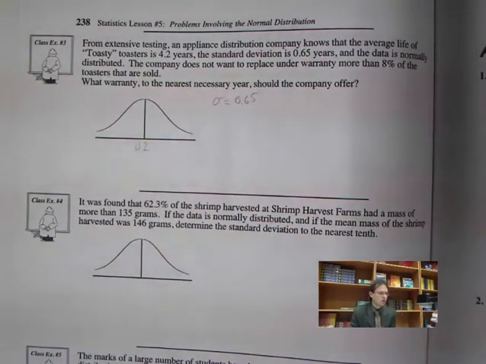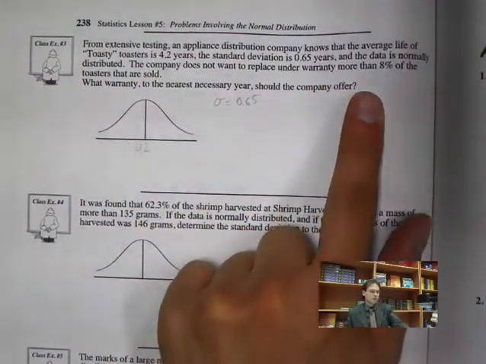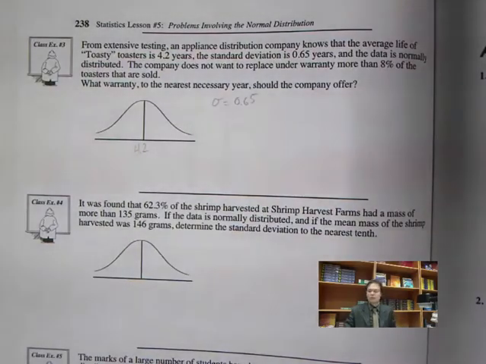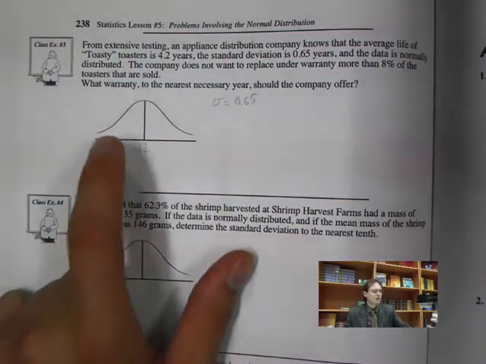we want to know, the company does not want to replace under warranty more than 8% of the toasters. So 8%, they're only going to look at 8%, okay? So the company does not want to replace under warranty more than 8% of the toasters. So what selection are they going to use? So they last 4.2 years.